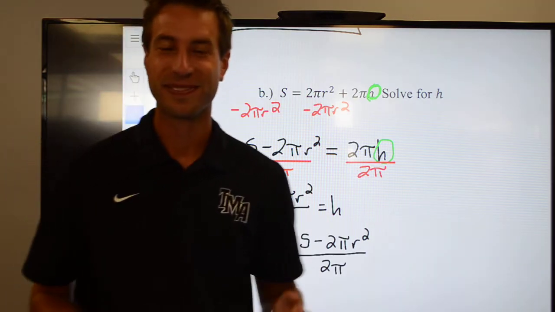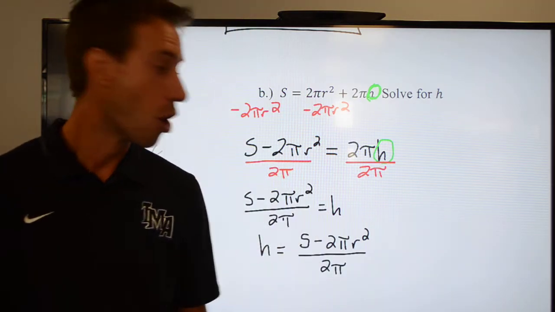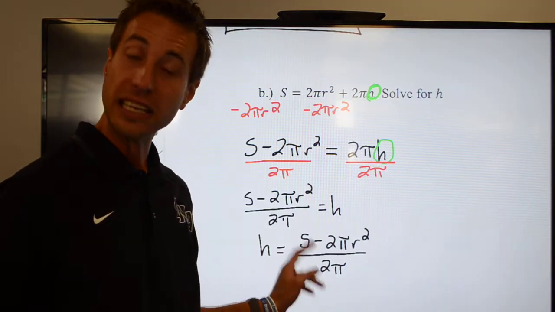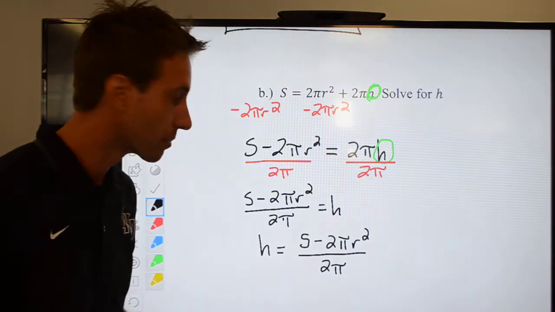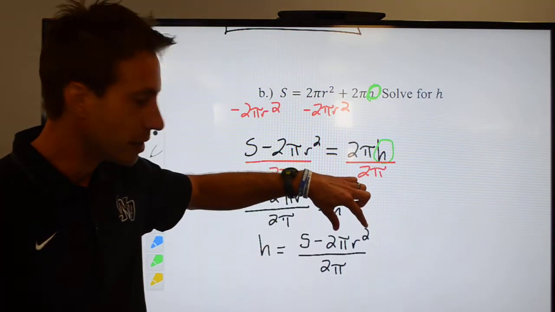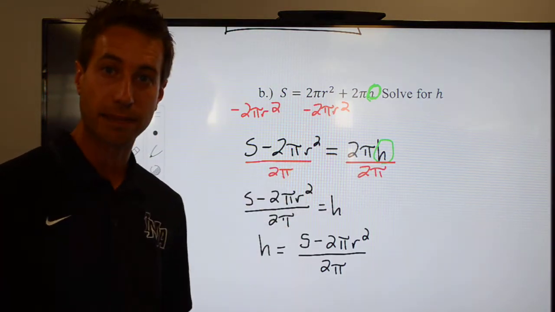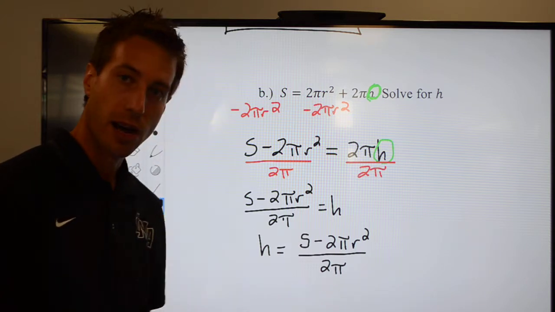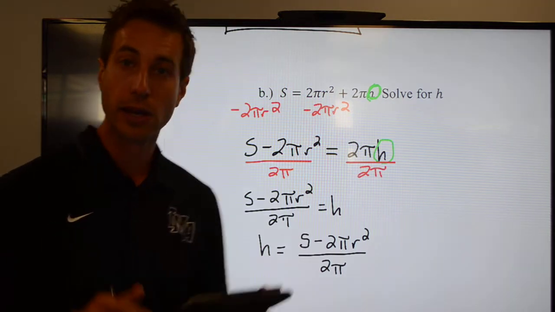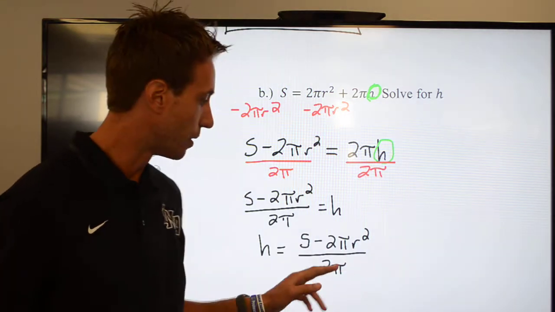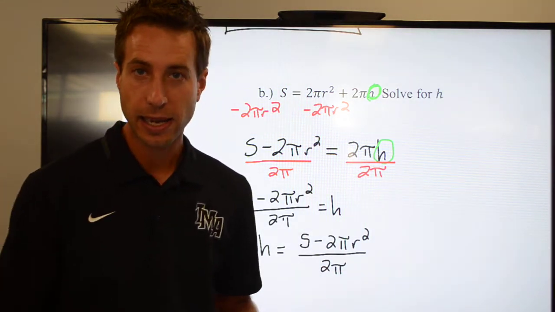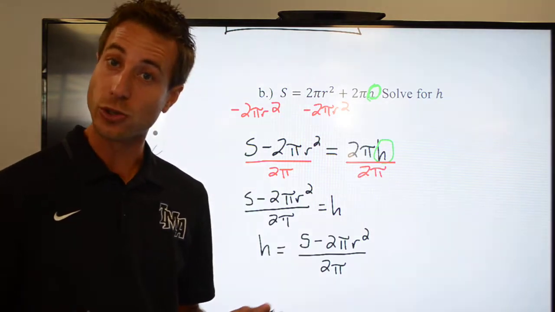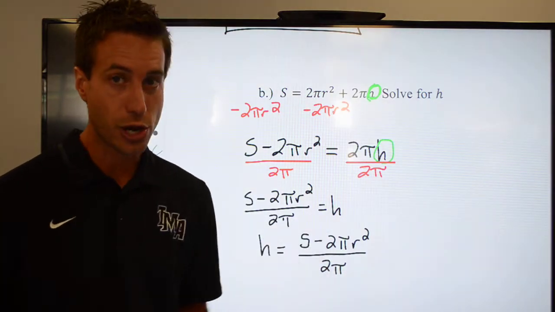Now, here's my question. Are we done? Is this as far as I can go? Because here's what I'm seeing. I see up here in the top, this term has a 2 pi in it. I see down here in the bottom, I have a 2 pi. Can I cancel this 2 pi with that 2 pi? Take a second. Think about what your answer would be, yes or no. Yes, I can cancel those, or no, I can't cancel those.